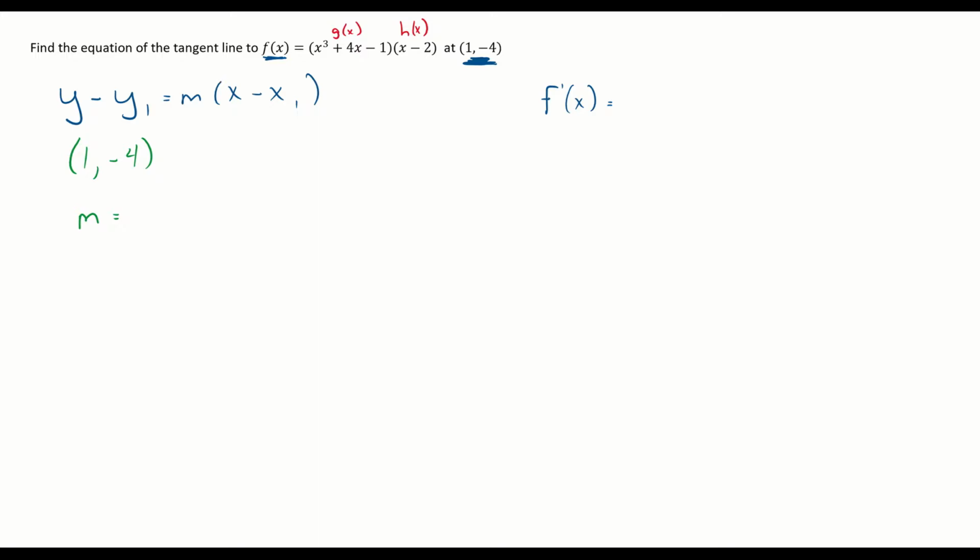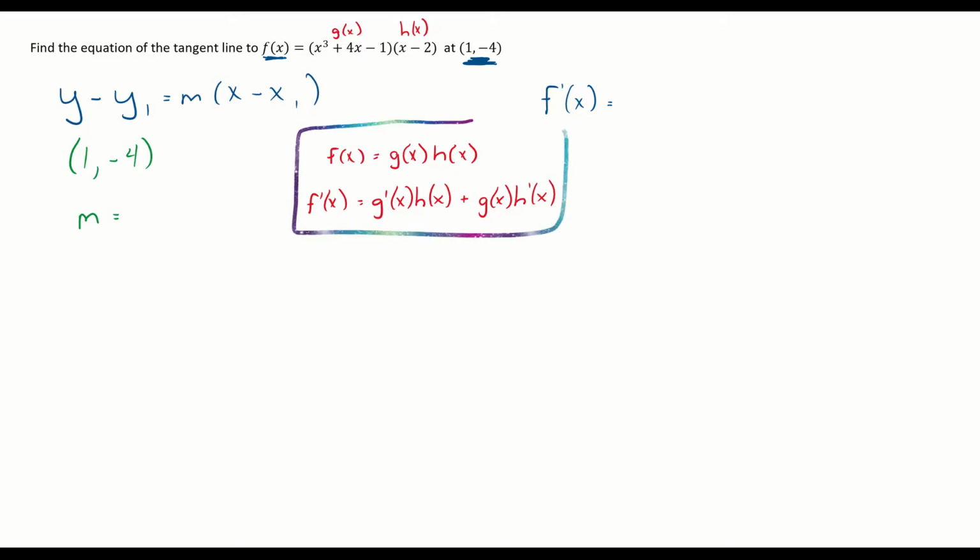It's actually pretty easy. We have something called the product rule, and I'm going to put it right here front and center. It's saying if I have a function that is the product of two functions, the derivative of it is equal to the derivative of the first function times the second function plus the first function times the derivative of the second function.